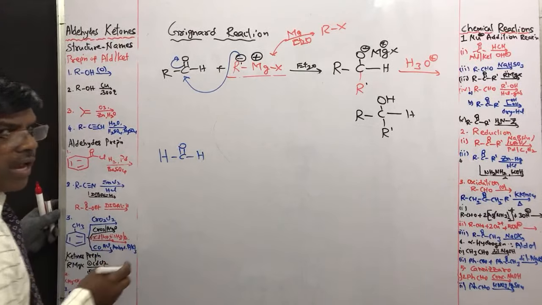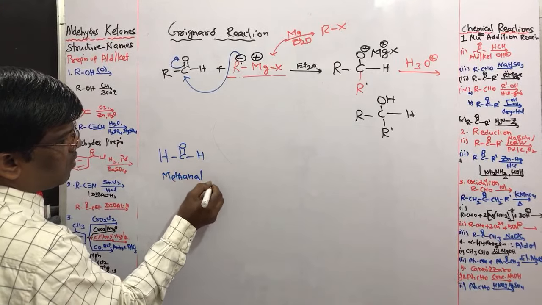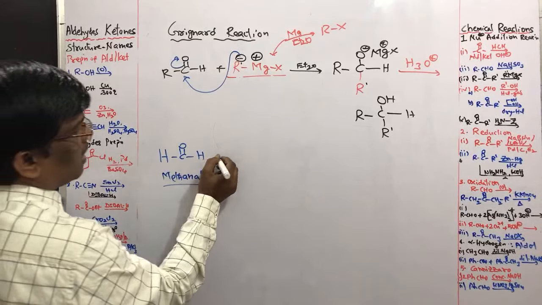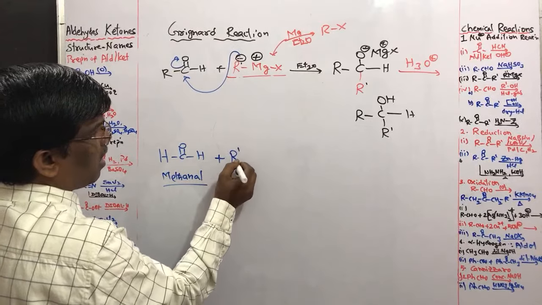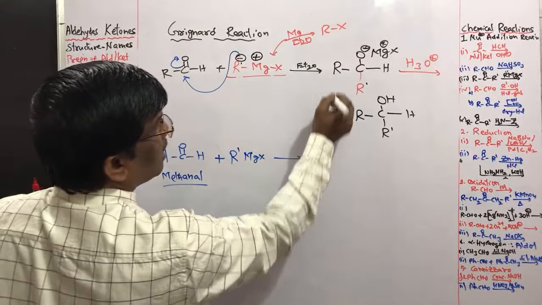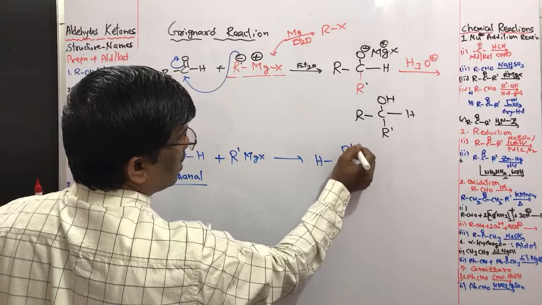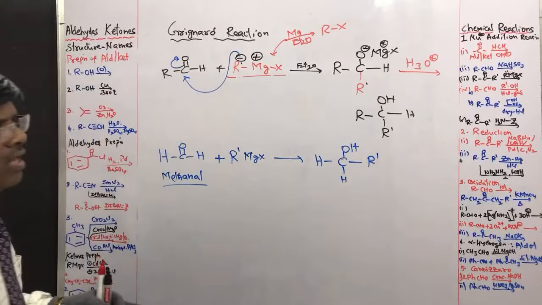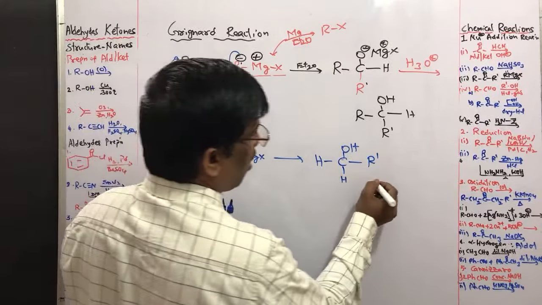So when I take a specific example, formaldehyde, what is the IUPAC name of this? Formaldehyde is methanal, because in your exams you are going to get it as methanal. So it is an aldehyde, right? And when I treat it with the alkyl magnesium halide, I am going to get hydrogen, and this is an alcohol, and this is R prime, and now hydrogen.